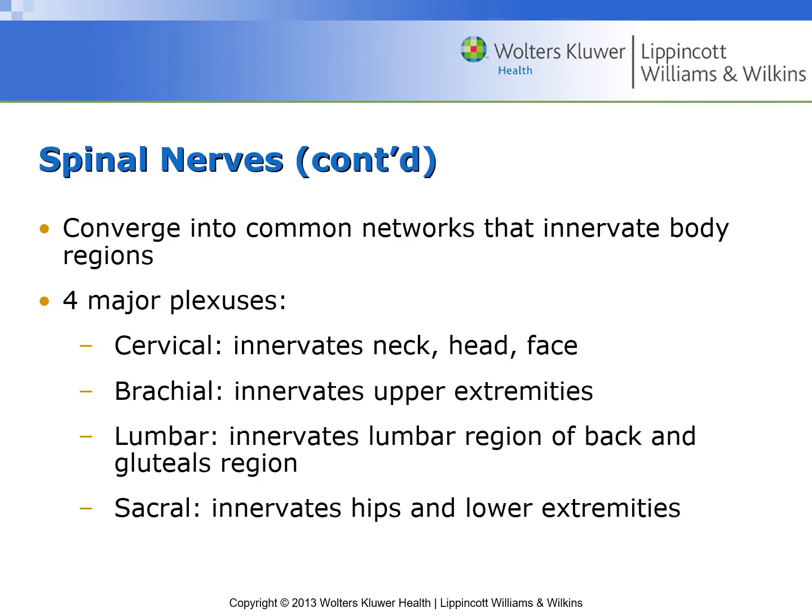The spinal nerves converge into common networks that innervate body regions. There are 4 major plexuses. The cervical plexus, which innervates the head, neck, and face. The brachial plexus, which innervates the upper extremities. The lumbar plexus, which innervates the lumbar region of the back and gluteus region. And the sacral plexus, which innervates the hips and lower extremities.